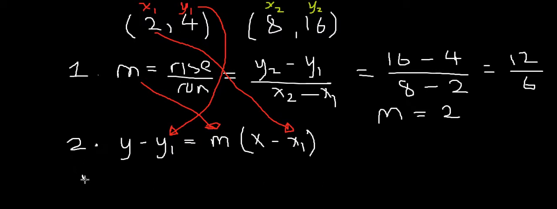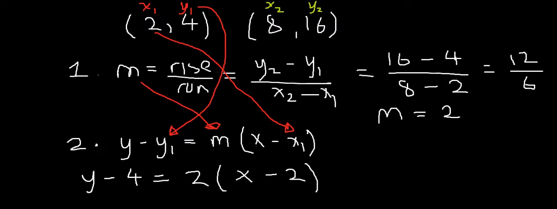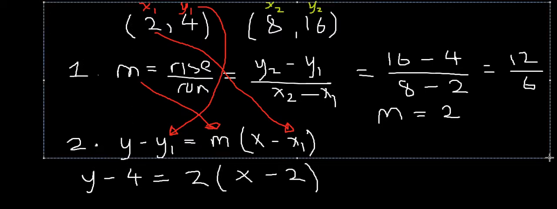So let's do that. y minus y1. I'm getting that from up here. That's 4. Equals m. I know that is 2. And x, well, that just stays x. And x1, that's 2. So from there, that's pretty much it. All we have to do is simplify this expression down here.